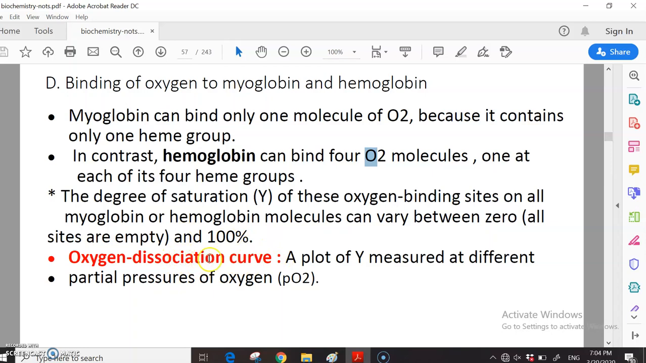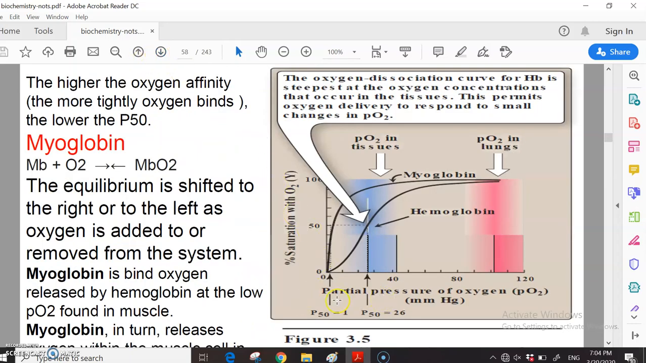Oxygen dissociation curve. This curve is a plot of the degree of saturation of oxygen on the y-axis versus the partial pressure of oxygen on the x-axis. In this curve we can find two important areas. المنطقة الأولى اللي هي at low pressure. At low pressure نلاحظ أن الهيموغلوبين can bind strongly with oxygen.